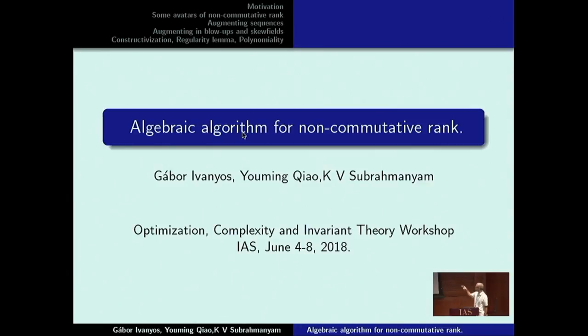As we mentioned, I'll talk about joint work. This is an algebraic algorithm for calculating the non-commutative rank, and this works over reasonably sized fields. So it works over all fields. In fact, the original title had "all fields," but that plus our three names would not fit at the bottom, so I just deleted that part.